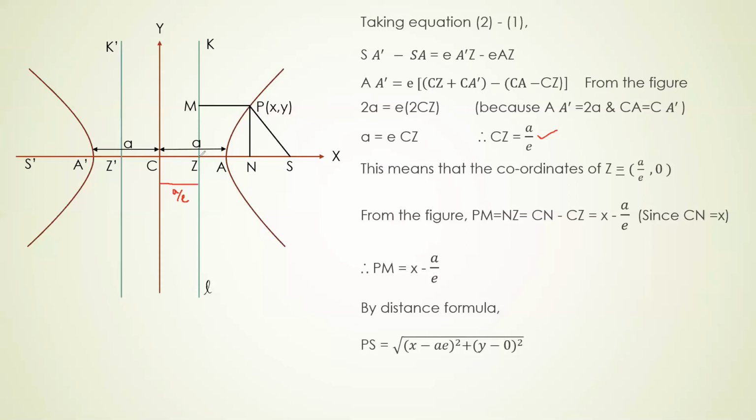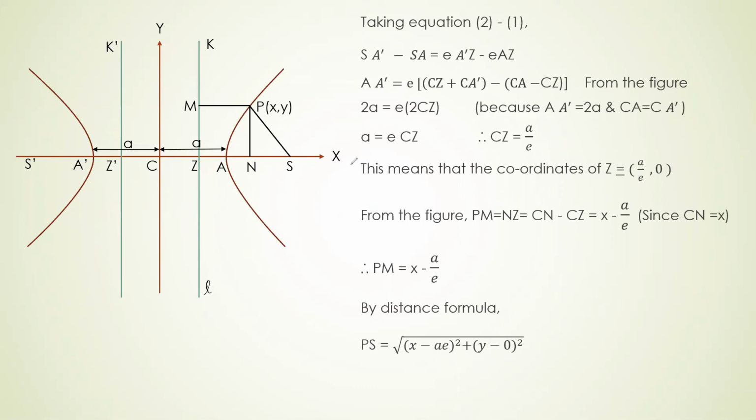Now if you want to calculate what is the Z point, it will be on the x-axis. We know that it is A divided by E. So this Z point will be A divided by E, comma, y-axis is not there because Z point is on x-axis. So it will be A divided by E, comma, 0. So we have obtained S focus as AE, comma, 0, whereas Z is A divided by E, comma, 0. Now let us proceed further.